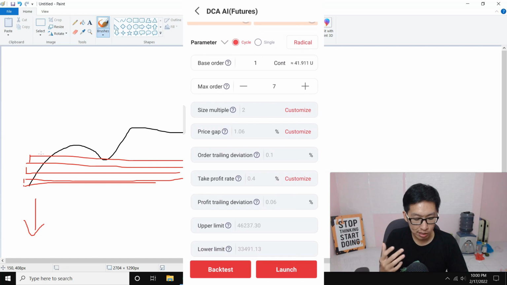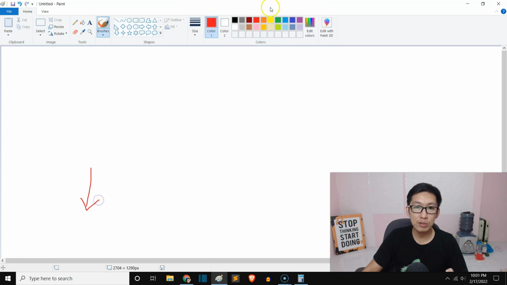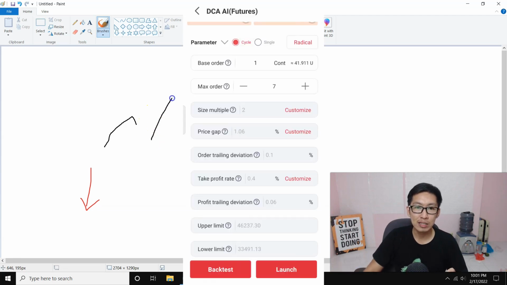Then there is order trailing deviation, meaning if you try to open short, but the market actually goes against you, it will not buy until it has a deviation, a slight pullback. It's the same as take profit callback and open margin callback inside Royal Q. It's the same, guys, okay? That's what order trailing deviation means. You need to wait for it to deviate by 0.1%, then it will open.